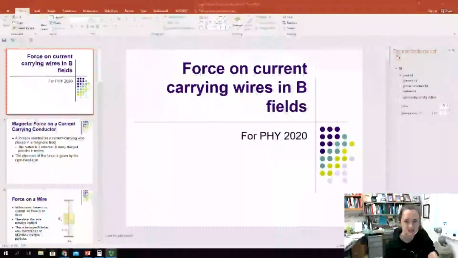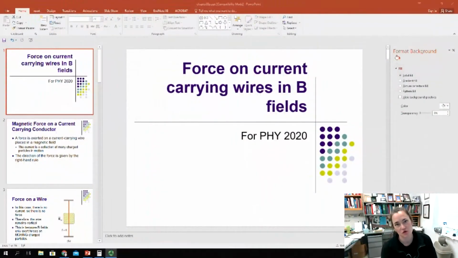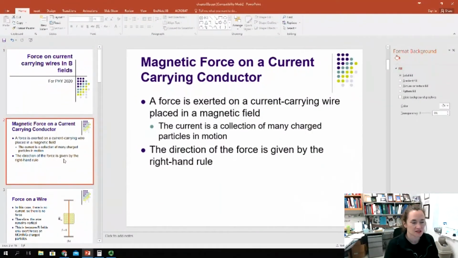Hi, in this video I'd like to cover the force on current carrying wires in magnetic fields. So, in case you hadn't heard, a force is exerted on a current carrying wire that's in a magnetic field. This is because a current is really a collection of moving charges, and in a previous lecture we talked about the Lorentz force law, which among other things tells you about the force on moving charged particles in magnetic fields.